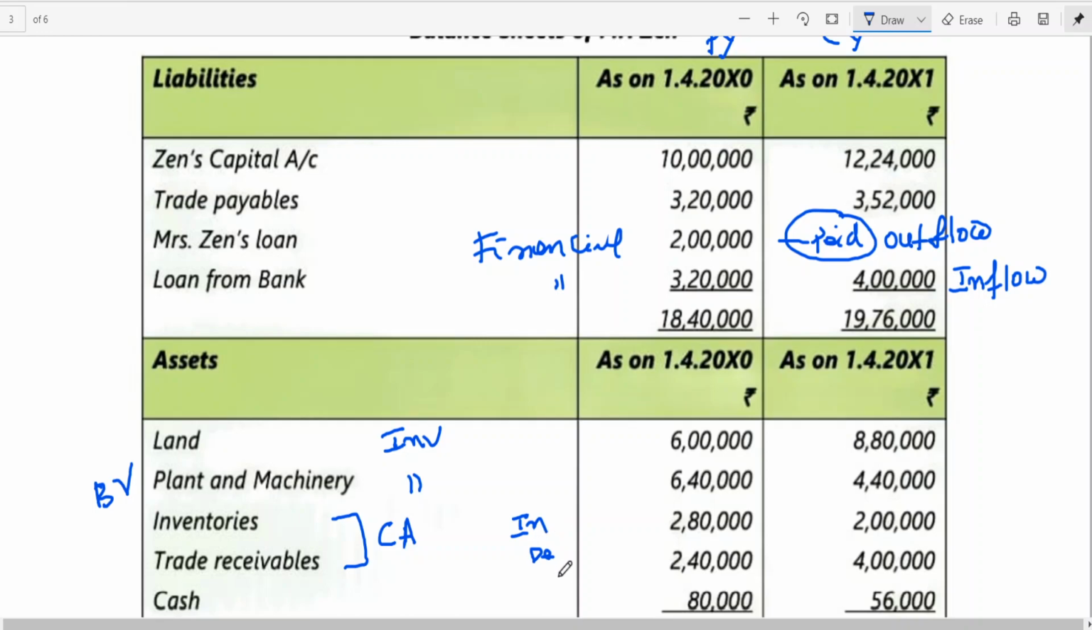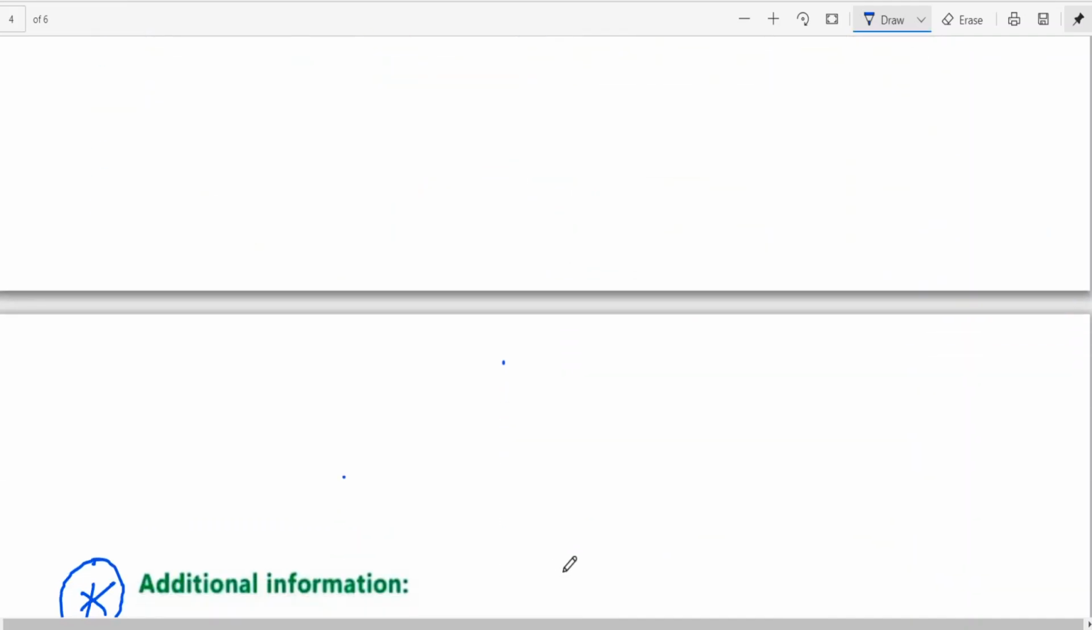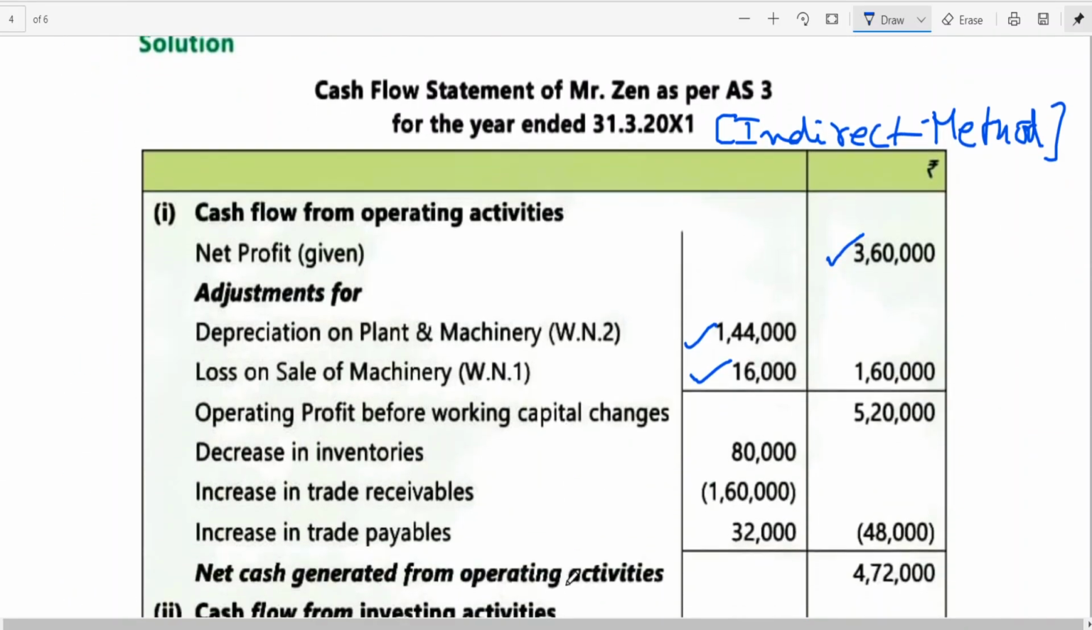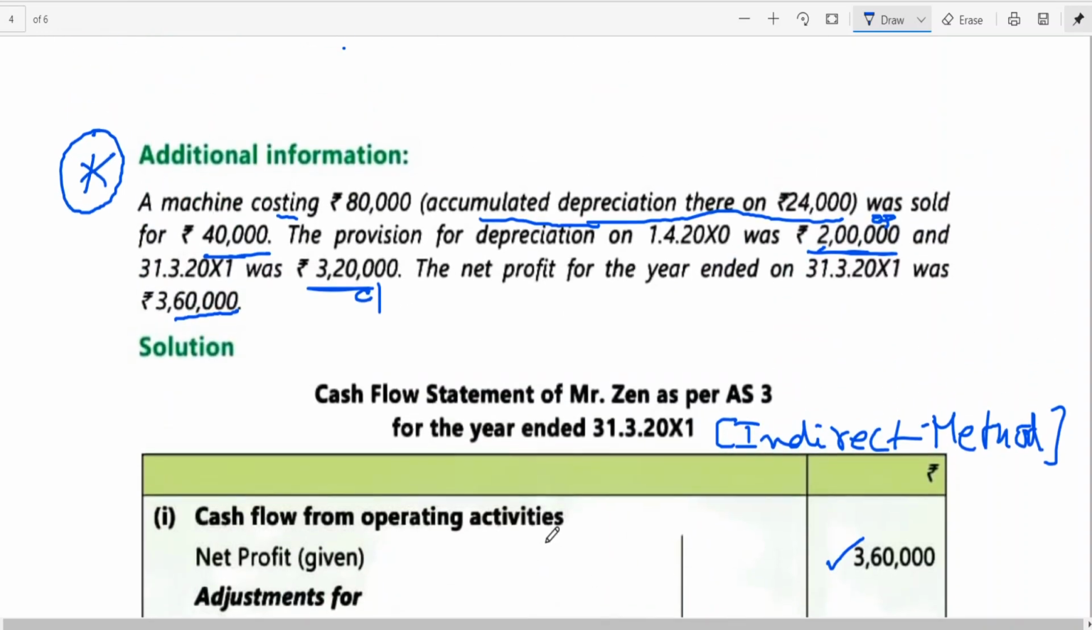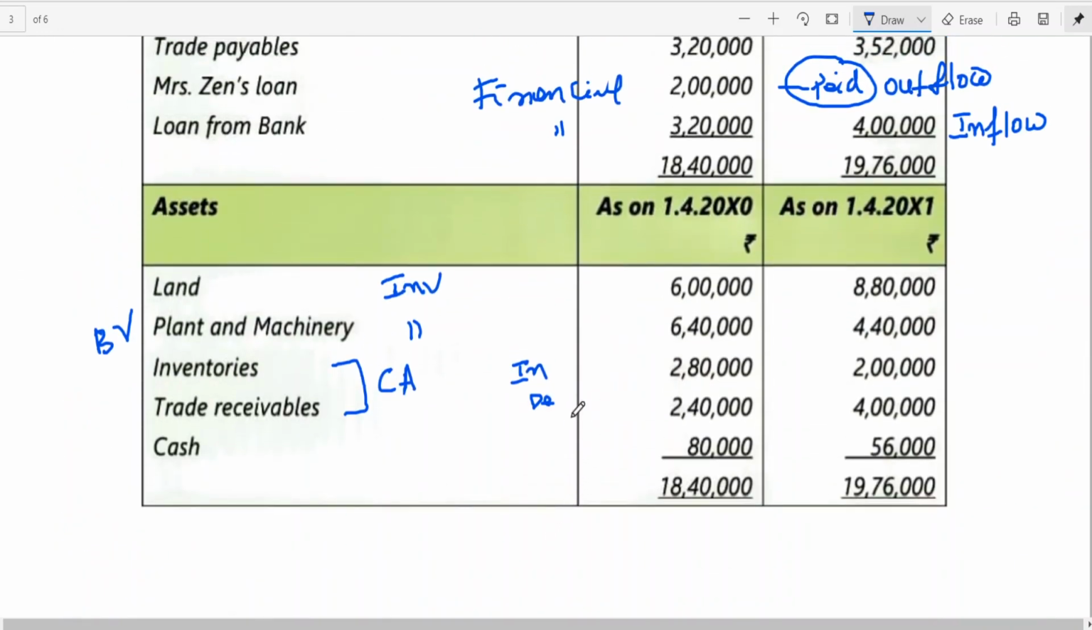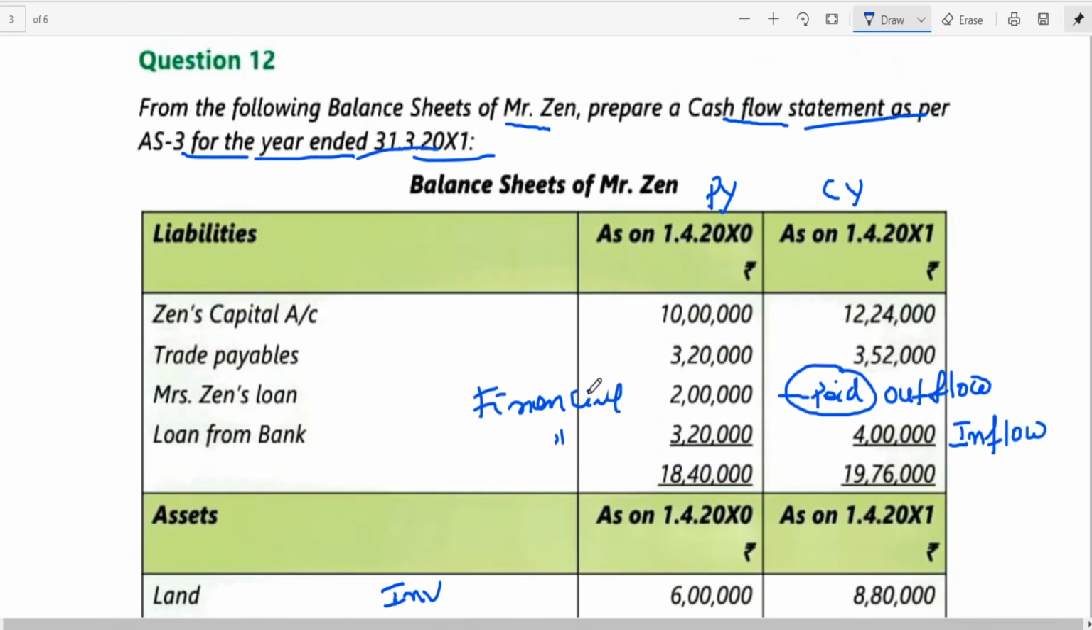Then increase in trade receivable is nothing but decrease in cash flow. You can see decrease in inventory, inflow. Increase in trade receivable is outflow. Increase in trade payable means what happened? You are postponing the payment, so you will have available cash, 3,20,000, 3,52,000. When creditors increase, you will be able to save some money. That money can be used, in simple words, it leads to an increase in inflow. Simple logic.